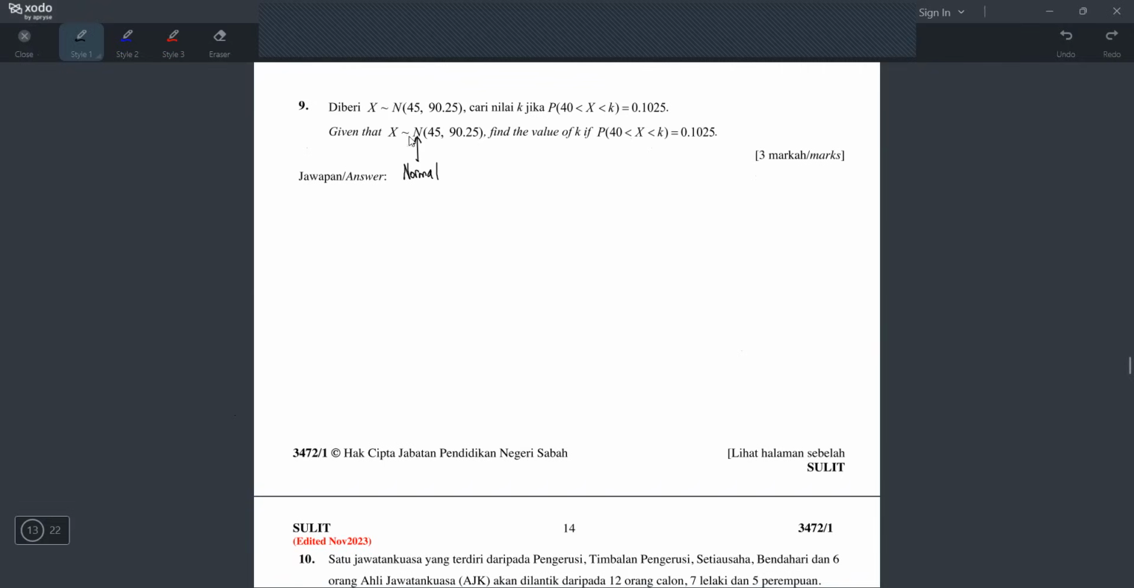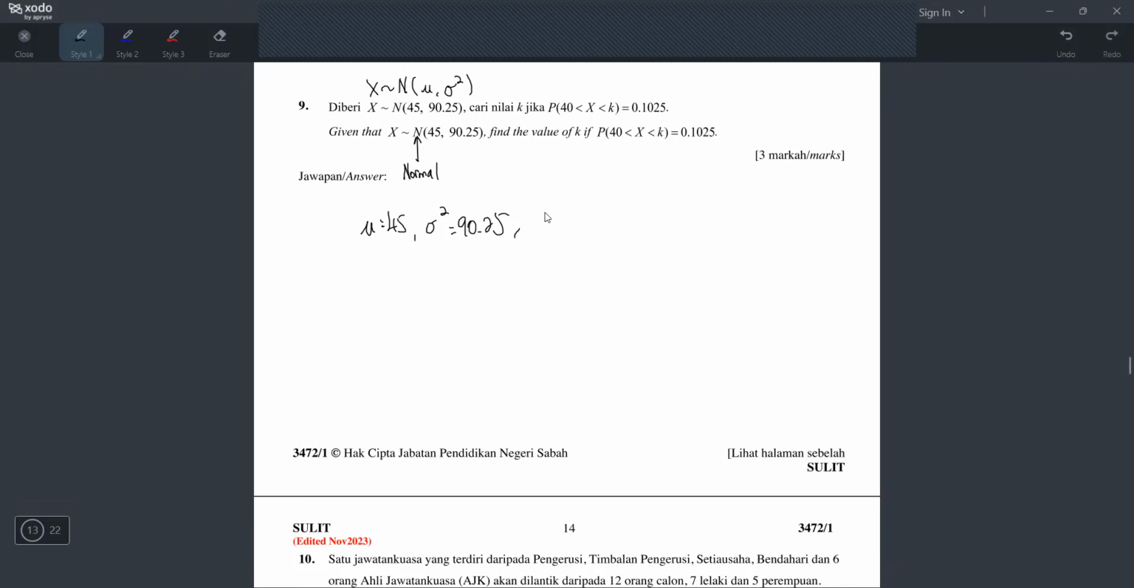But let's read the question first. They already say X N 45, 90.25. What this means is the mean is 45 and then the variance is 90.25. Whenever they write in this form, X N, you have to know the one in front here will be the mean, and this will be the variance, right? That is why I can take out the information like this.